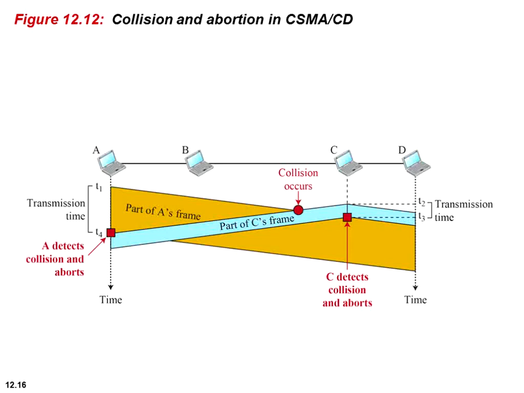So let us think about the worst case scenario. If the two stations involved in a collision are the maximum distance apart, the signal from the first takes time TP to reach the second, and the effect of collision takes another time TP to reach the first. So the requirement is that the first station must still be transmitting after 2 TP.